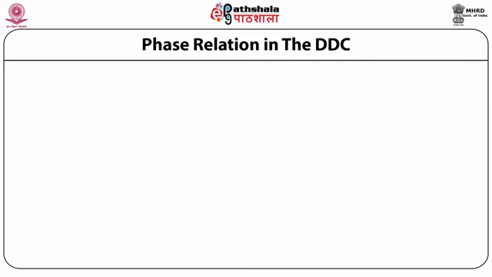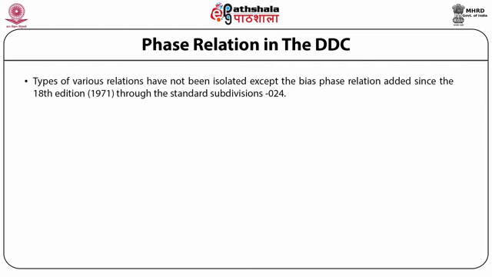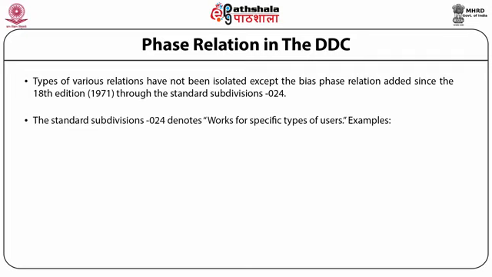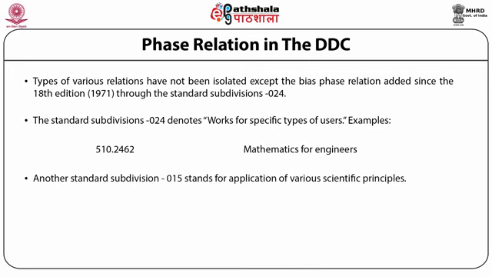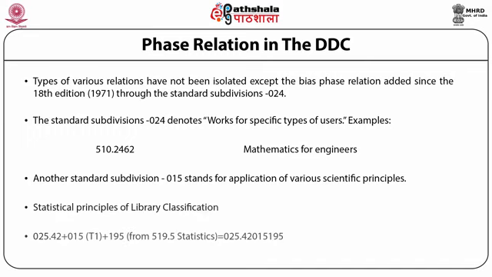Phase relation in the DDC. To continue, types of various relations have not been isolated except the bias phase relation, added since the 18th edition, 1971, through the standard subdivision 0 to 4. The standard subdivision 0 to 4 denotes works for specific types of users. For example, Method for Engineers has a ready-made number, 510.2462. Another standard subdivision, 0 and 5, stands for application of various scientific principles. For example, Statistical Principles of Library Classification has a ready-made number with the standard subdivision 015.